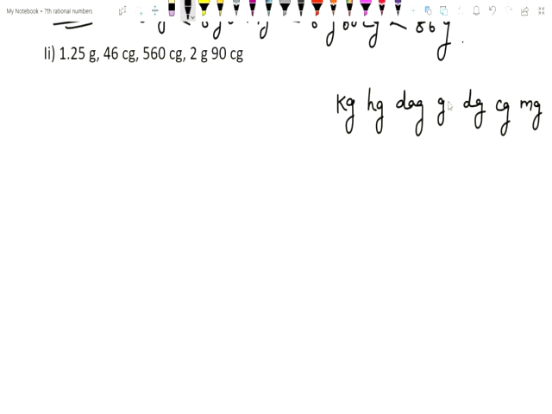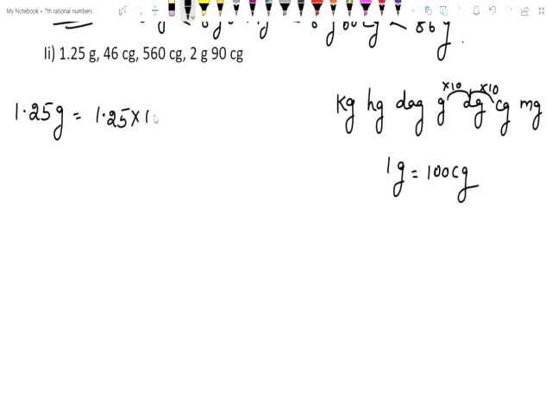So 1, 2 steps. So we need to multiply by 10 by 10. So 1 gram equals 100 centigram. Now 1.25 gram equals 1.25 into 100 centigram. While multiplying this, you will get 125 centigram. Next, 46 centigram is already in centigram, so keep it as it is.